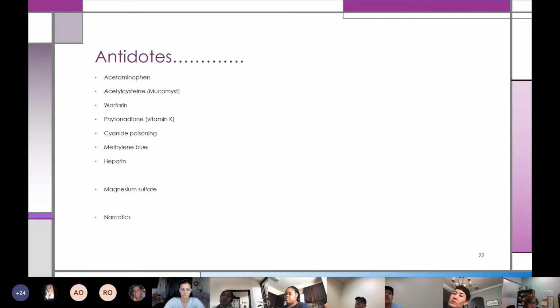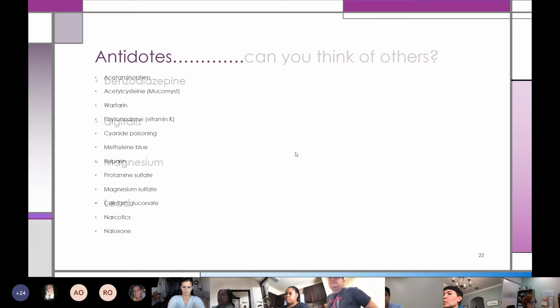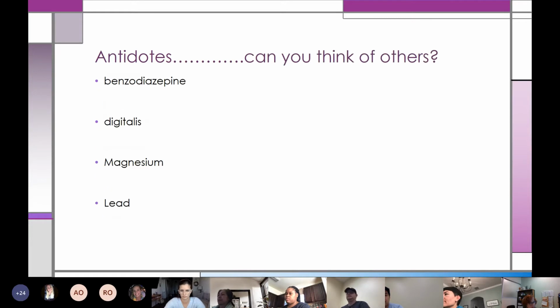Heparin, everybody knows that one, right? Protamine sulfate. Yeah, very good. How about magnesium? Calcium gluconate. Yep. Narcotics, of course, is something that's very common to everybody now. Yeah, naloxone. Narcan is the trade name. Be sure you know naloxone. Okay, a couple more here and we'll be finished with these.